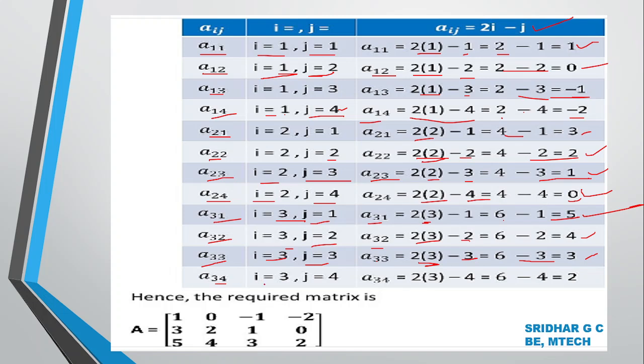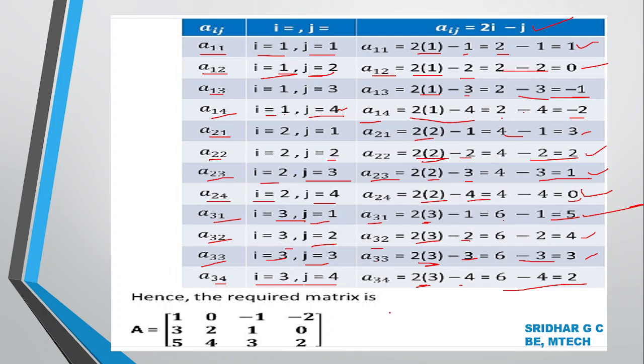Next, A34. i equals 3, j equals 4. So 2 3s are 6. 6 minus 4, it is 2. Clear? So hence the required matrix is written in a proper way. So A11, A12, A13, A14, A21, A22, A23, A24, A31, A32, A33, A34. This is the order of the matrix.